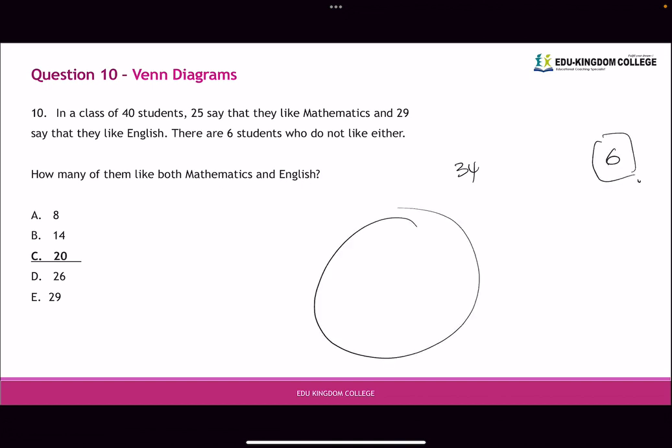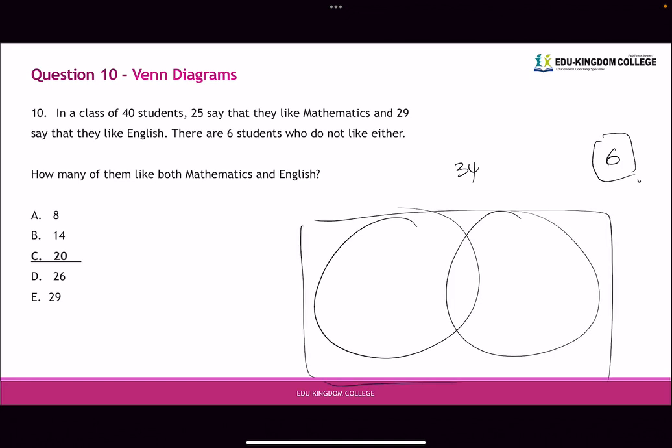So we've got a Venn diagram. This is our Venn diagram. We've got 6 out here because they don't like English or maths. We have English, maths, and so 25 plus 29. How many is that? How many are we actually going over?